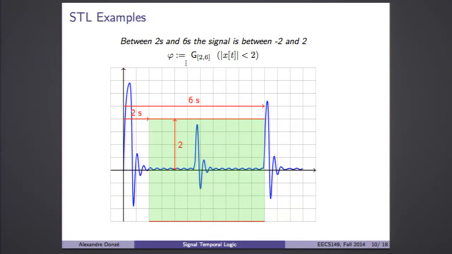All right, so between 2 seconds and 6 seconds, the signal is between -2 and 2. Then, again, it's always 2 6, or globally 2 6, absolute value of x smaller than 2. And, okay, so you wait for 2 seconds from time 0, and this is the region where your system, your signal should be in order to satisfy the property.